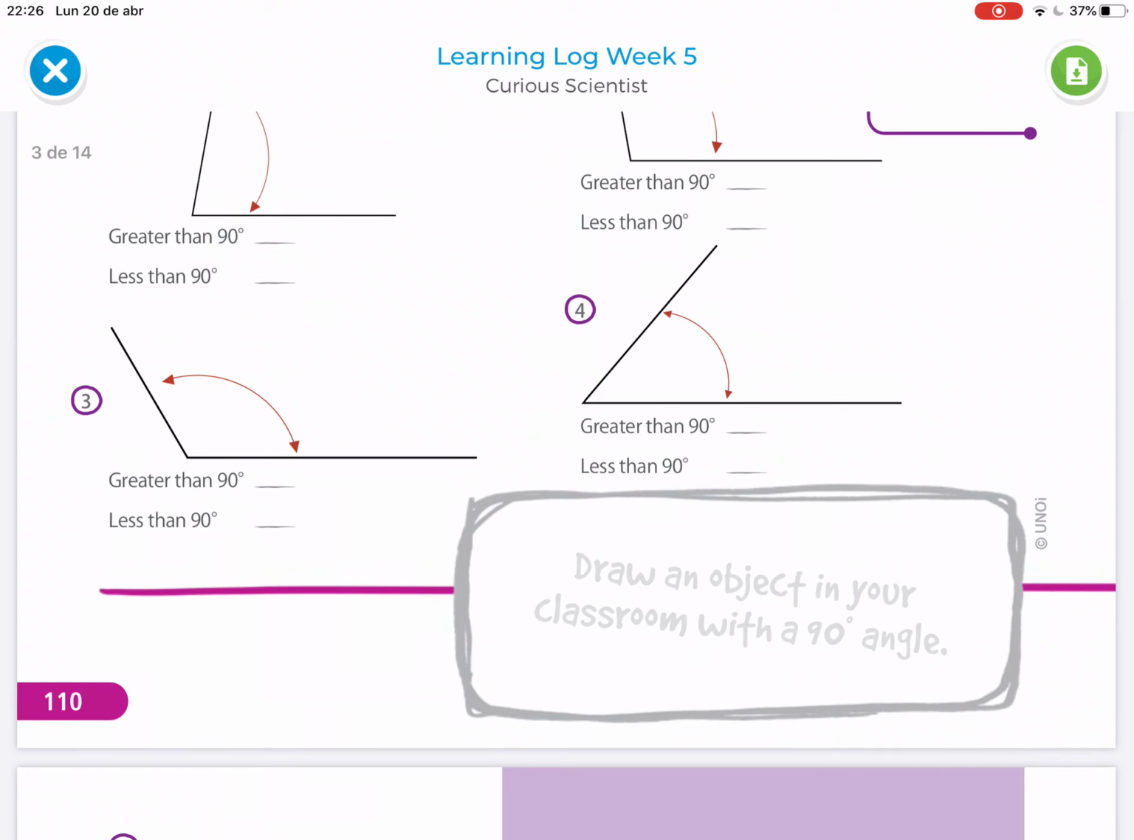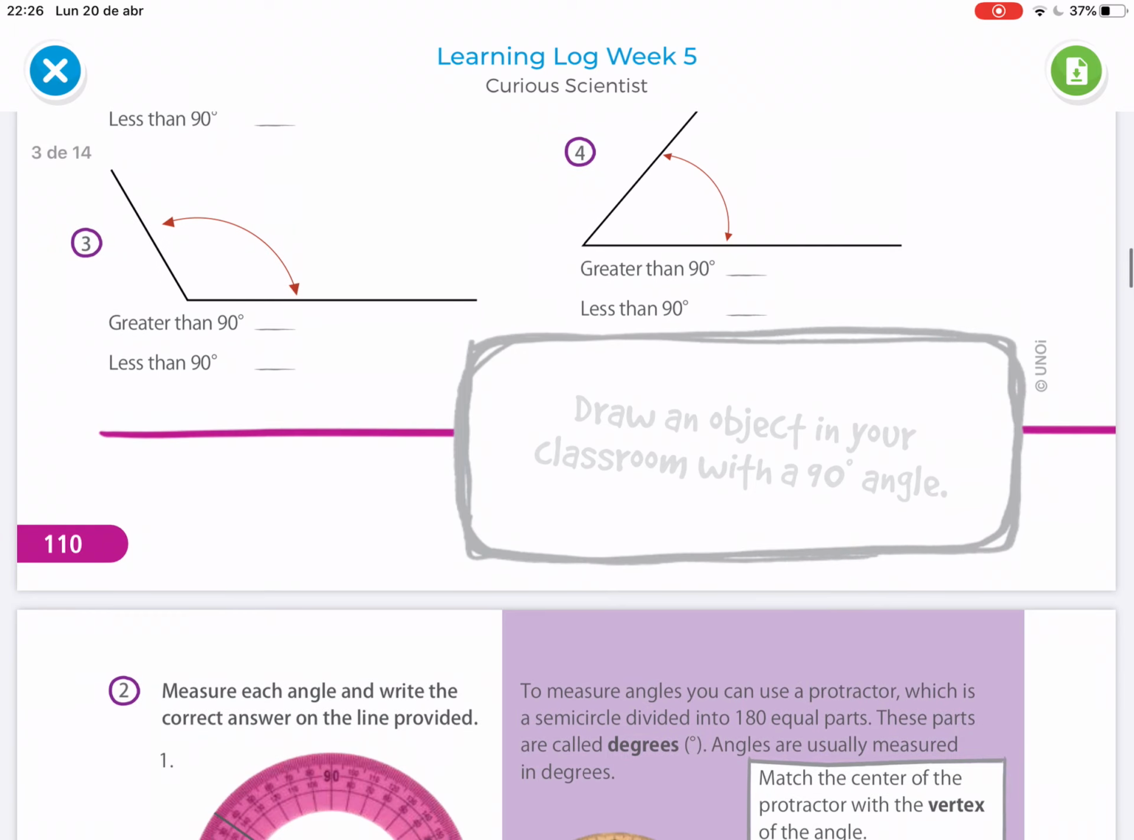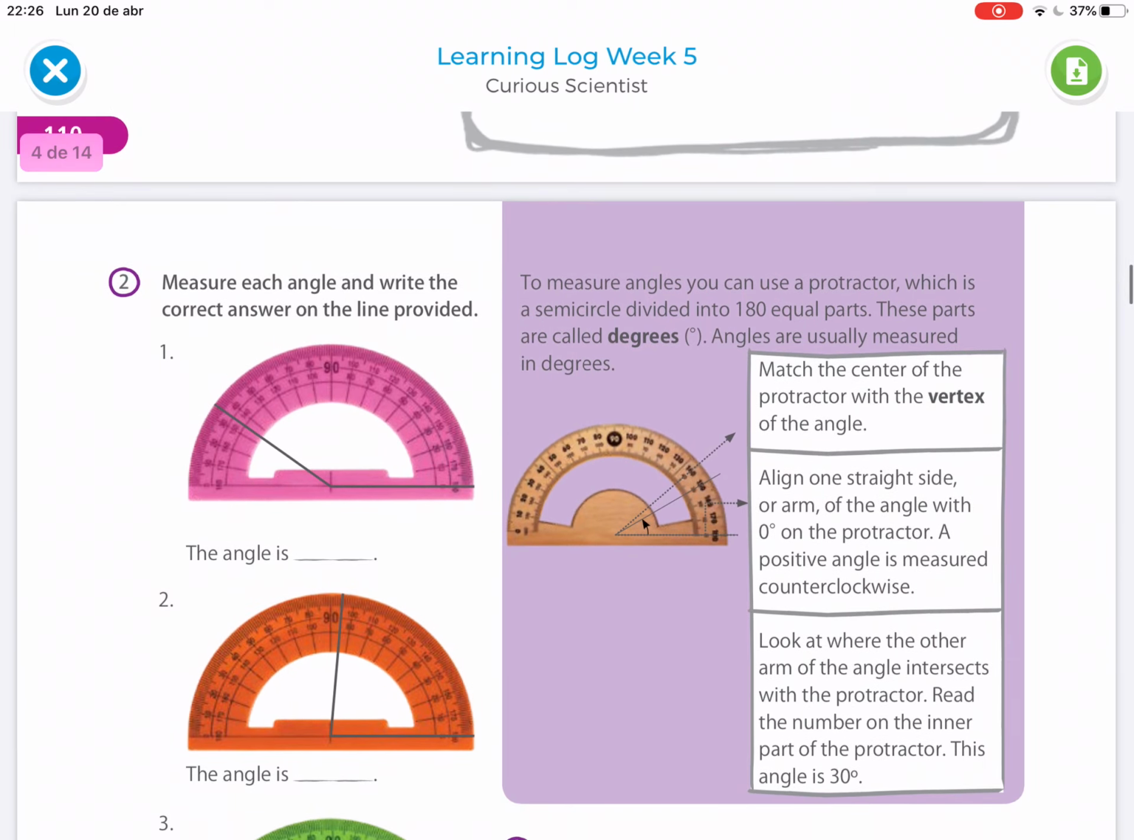Now here it says draw an object in your classroom with a 90-degree angle. Since we're not in the classroom, just go ahead and draw an object from anywhere you see, either your kitchen, your bedroom. An easy example is if you look at any door, all doors have a 90-degree angle. If you're in your kitchen, the cereal box has a 90-degree angle.